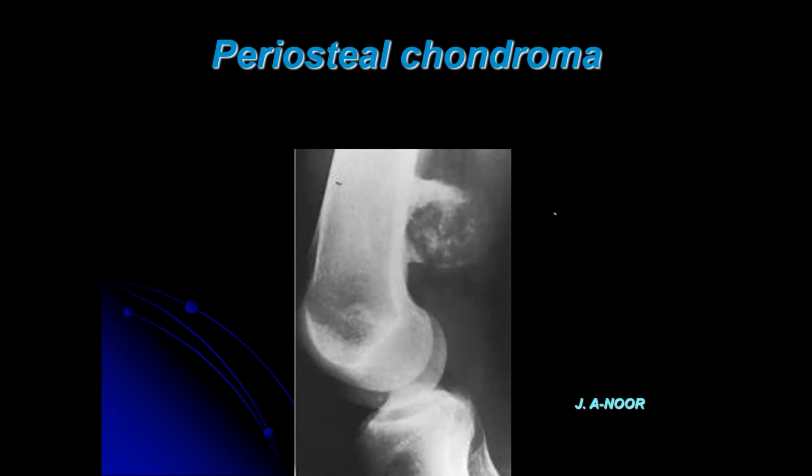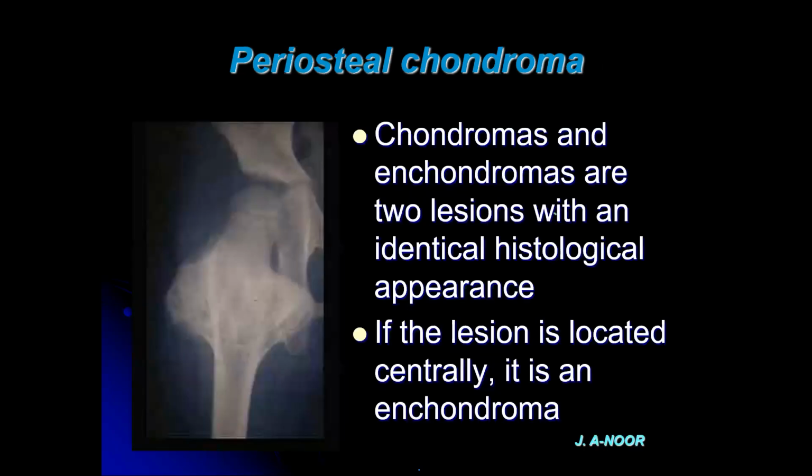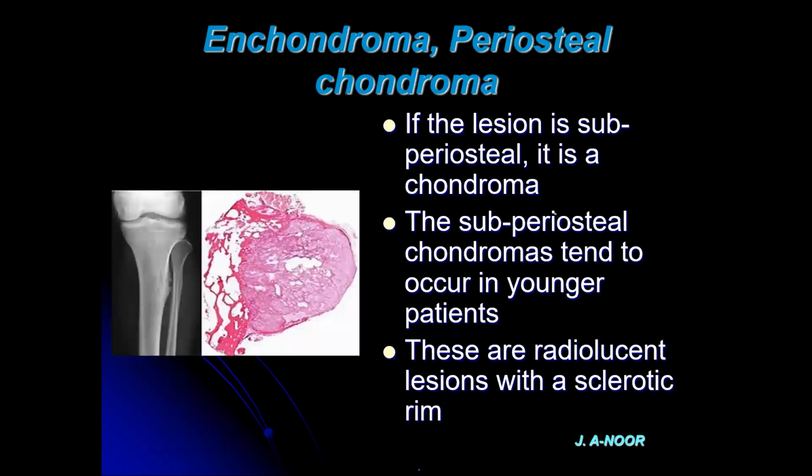Periosteal chondroma. I have had 2 periosteal chondromas in my life. They arise from the periosteum of the cortex. I have one in the clavicle and one in the tibia. Chondromas and enchondromas are 2 lesions with an identical histologic appearance. If the lesion is located centrally, it is an enchondroma. If the lesion is subperiosteal, it is a chondroma.